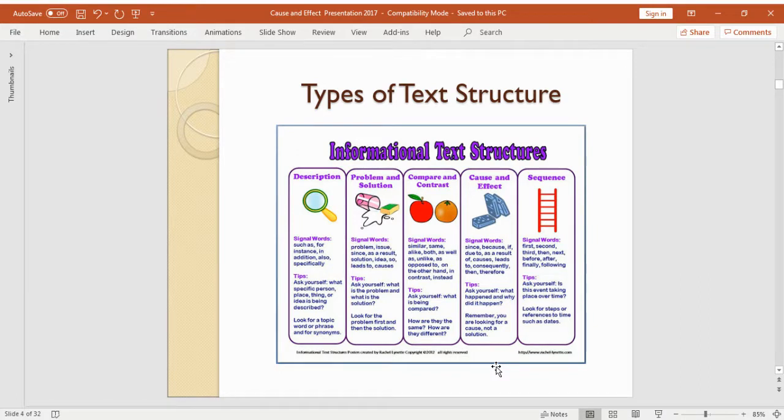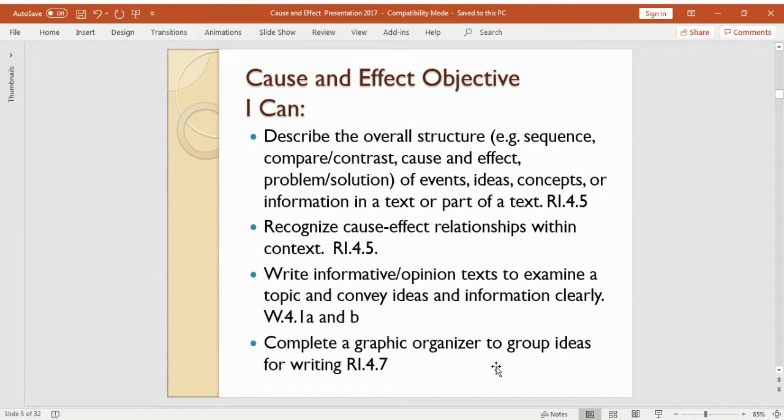We're going to look at some short passages to review, and you have to decide what type of passage this is. So let's look at our objectives for today. First, we're going to just look at the structure of text features. We're just going to refresh our mind. Second, we're going to recognize the relationship between cause and effect. And this will lead you to writing an informative or an opinion text. And it could actually help you complete a graphic organizer when we get back to school.